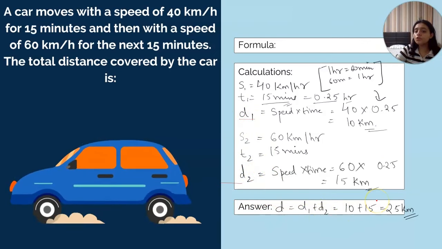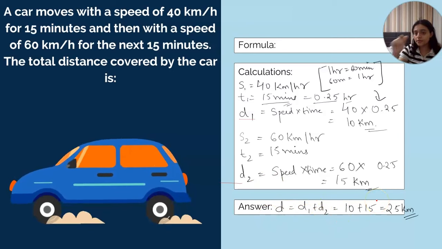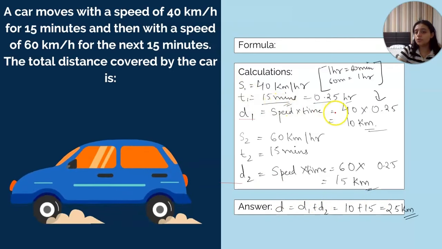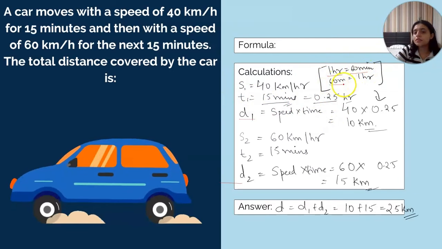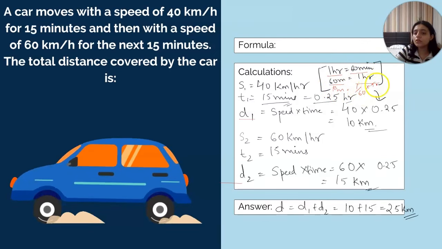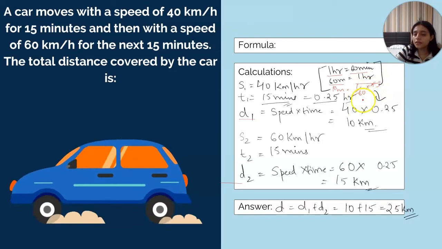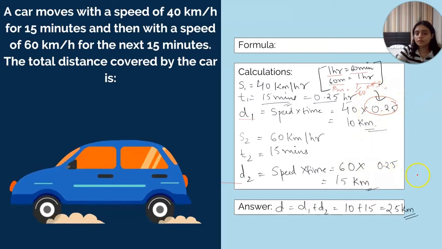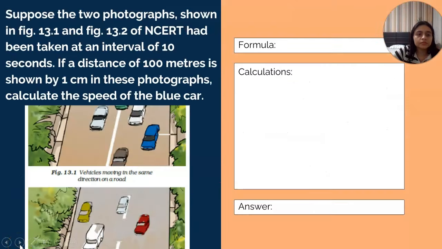And if you want to know how this conversion happens, how we have converted the minutes into hours, so this is a conversion unit. 1 hour is equal to 60 minutes and 60 minutes is equal to 1 hour, right? So what we have done here, since we have to calculate in 1 hour, 15 minutes is given. So we have done 1 upon 60 into 15. Like this we have done, and we got 0.25, right? Like this. All right. So let us see the next question.